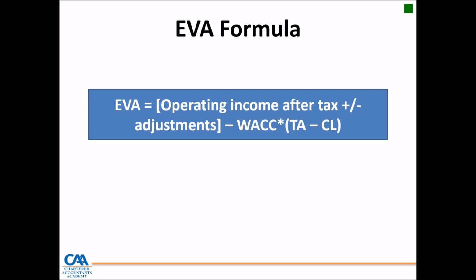The total assets less current liabilities speaks to the investment side. We covered what assets to include under investment when we talked about return on investment in part 1 of the performance evaluation lecture. So we are not going to be focusing on the total assets less current liabilities section or on the WACC section, but rather we'll be focusing on the operating income after tax plus or minus adjustments. What items should we include, and how will they impact on the profit that we currently have?